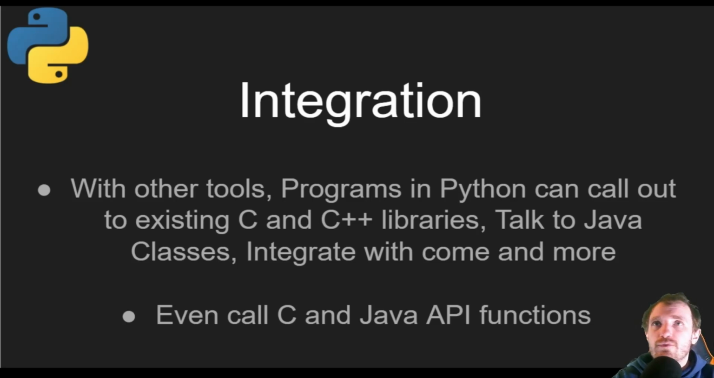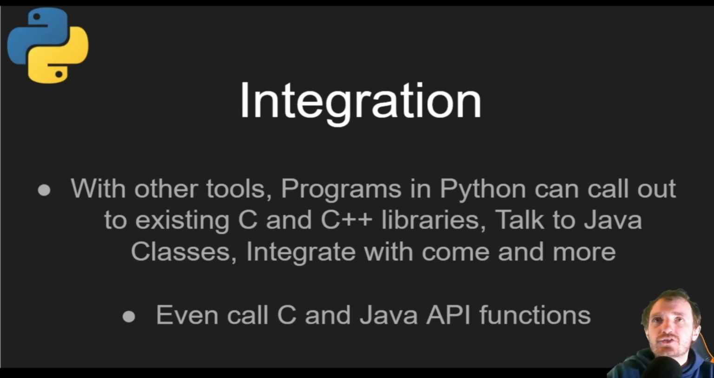It works great with other tools. Programs in Python can call out to existing C and C++ libraries, which is absolutely awesome. It can even talk to Java classes, integrate with COM, and more. Or COM. That should be COM. Misspelled there. It can even call C and Java API functions, which is another great thing. This just makes it very universal in the flexibility of what you can do.